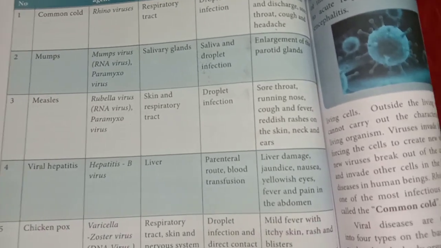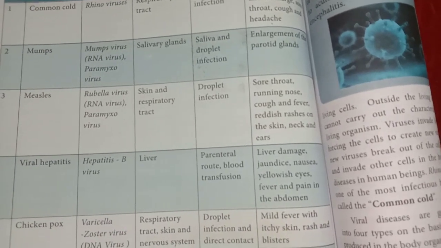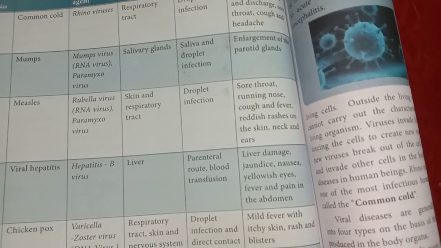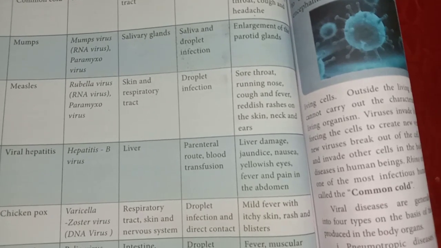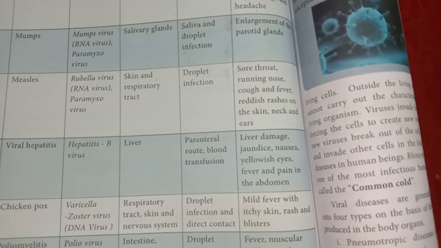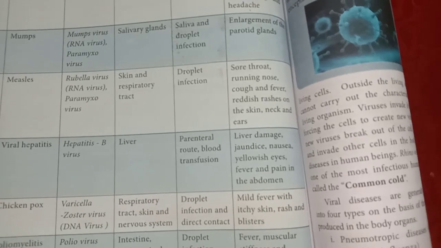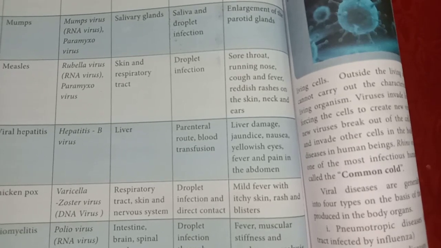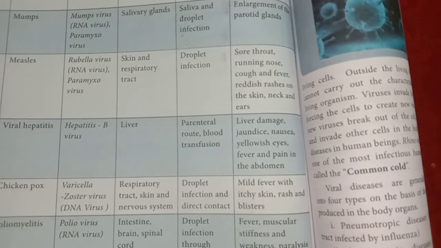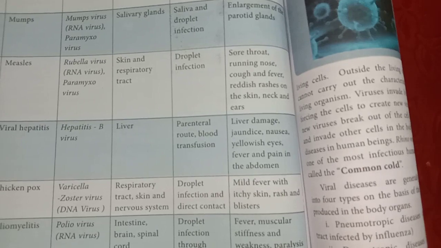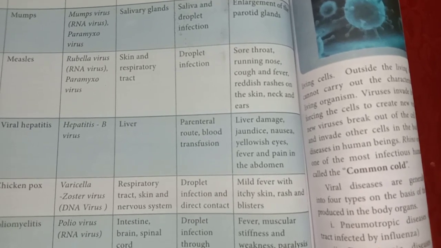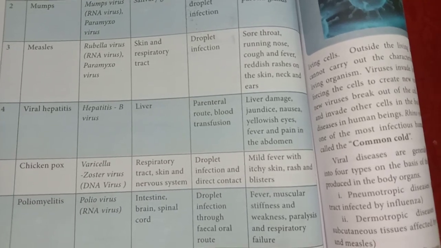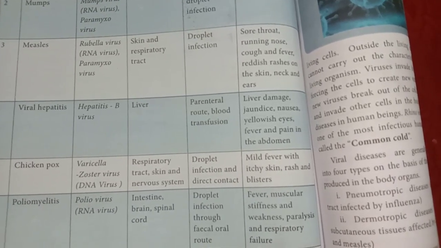Then the third example of viral disease is measles, causative organism rubella virus. This disease affects the skin and respiratory system and is transferred through droplet infection. Symptoms: sore throat, running nose, cough, fever, reddish rashes on the skin, neck and ear. So in the neck region and ear region, some reddish color appears on the skin.